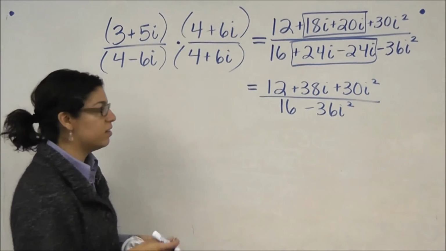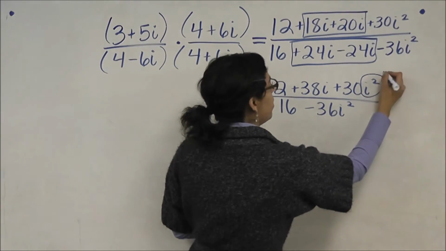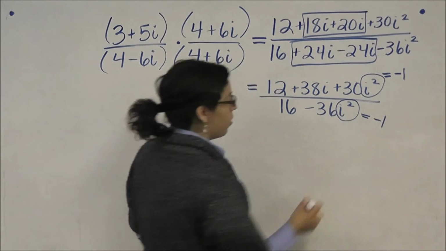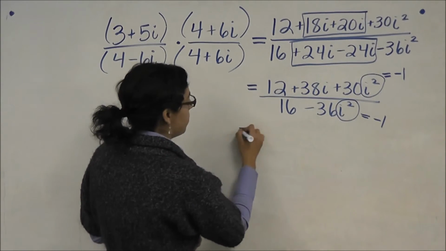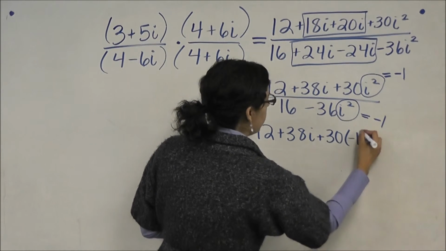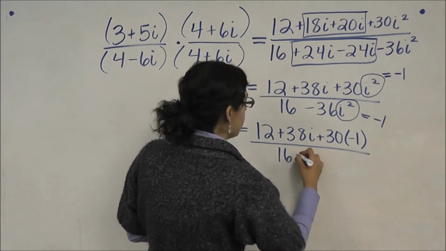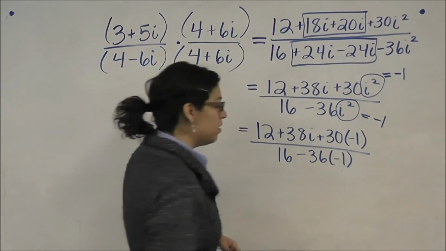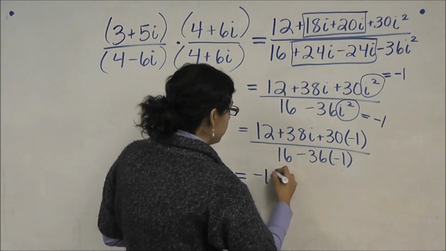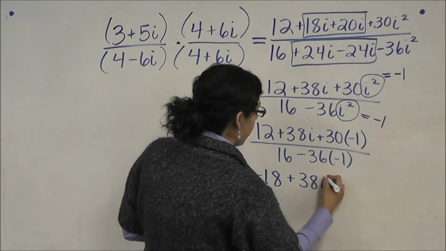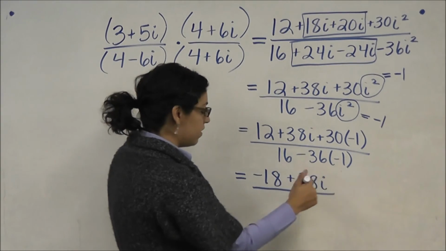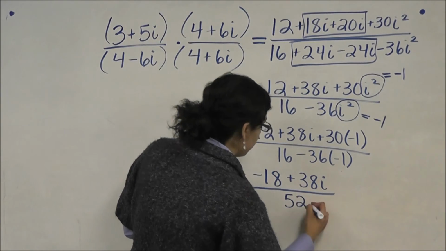And even more magic is about to happen. I squared here, we remember that is the same thing as negative 1. I squared here is the same thing as negative 1. So let's substitute in negative 1s for those i squareds. We get 12 plus 38i plus 30 times negative 1, over 16 minus 36 times negative 1. Continue to simplify. 12 and negative 30 give us negative 18 plus that 38i. In the denominator, this is going to be 16 plus 36, which gives us 52.